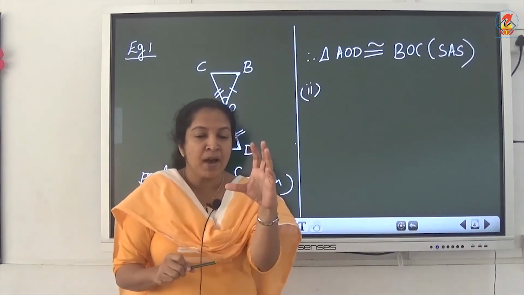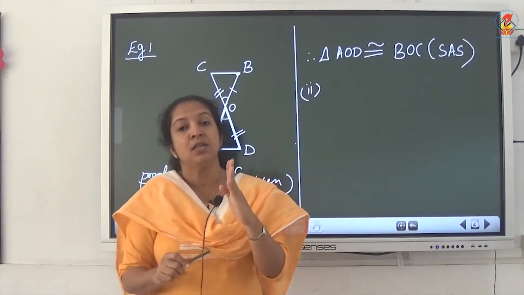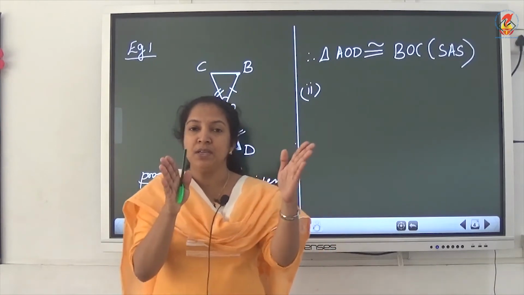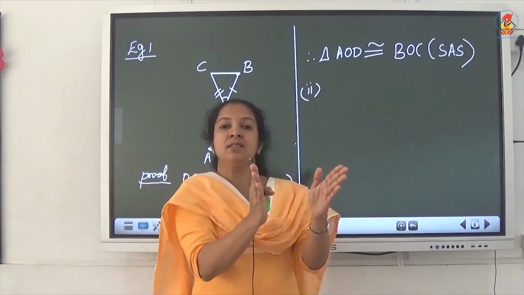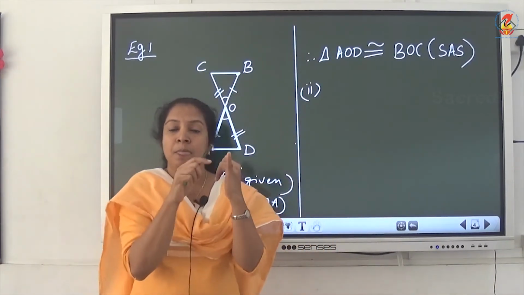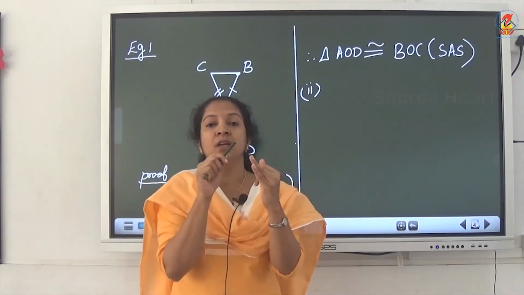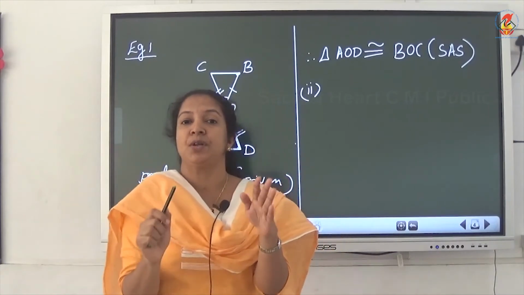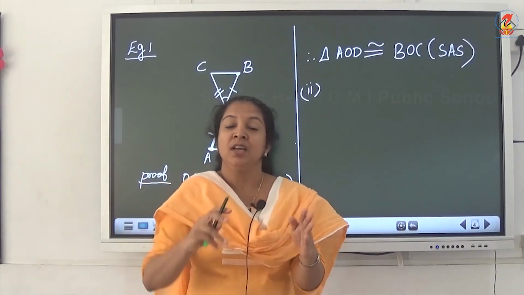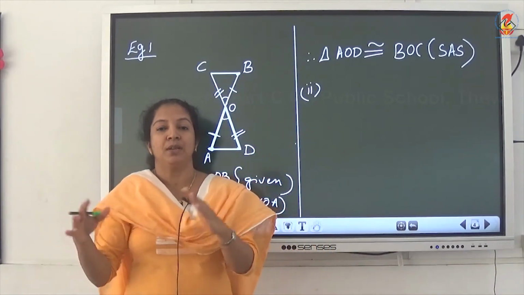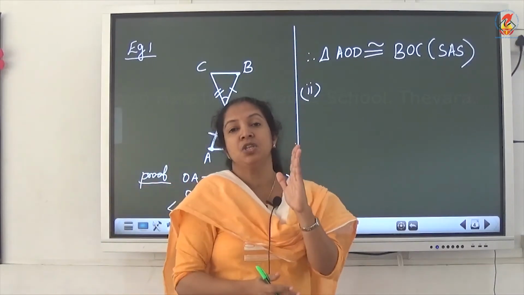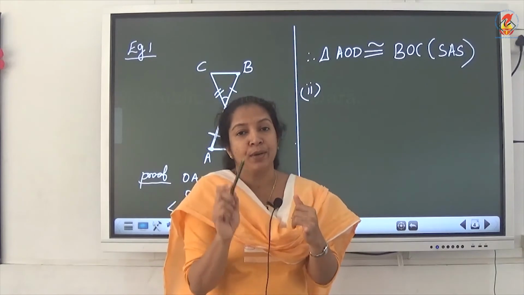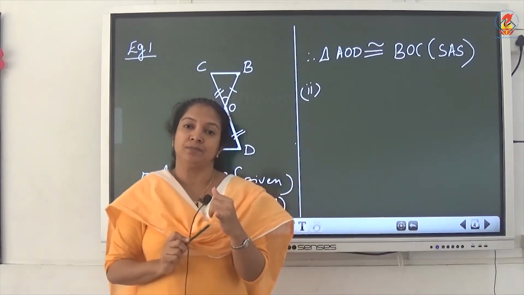If two parallel lines are given and a transversal passes through them, corresponding angles are equal, alternate interior angles are equal, and interior angles on the same side of the transversal are supplementary. The converse is also true. That means if any one of these conditions is satisfied, that is, if corresponding angles are equal, we can say both the lines are parallel.